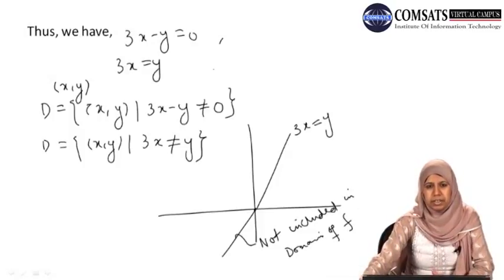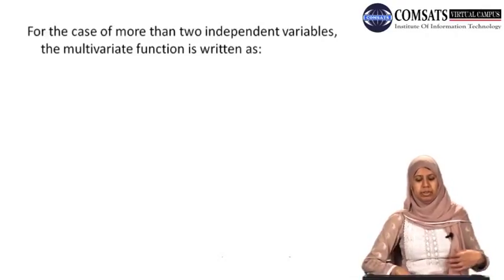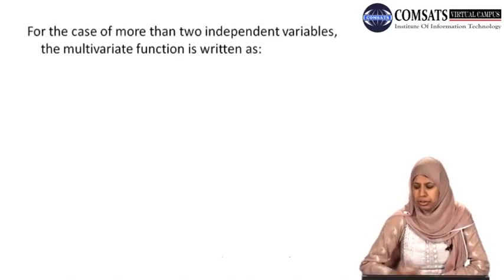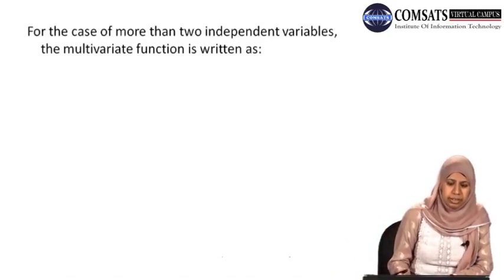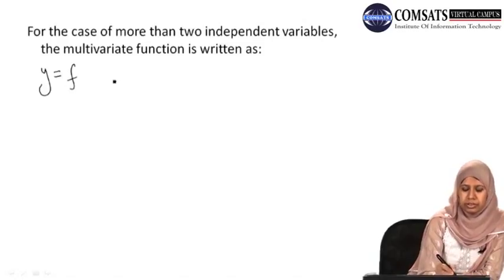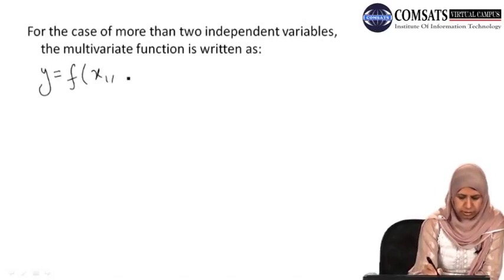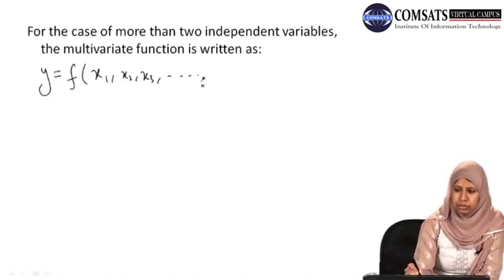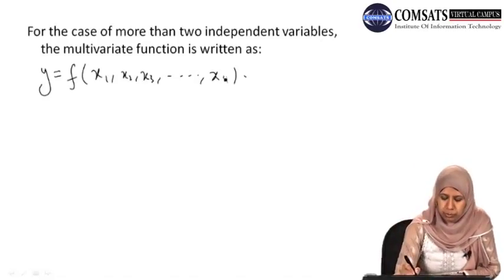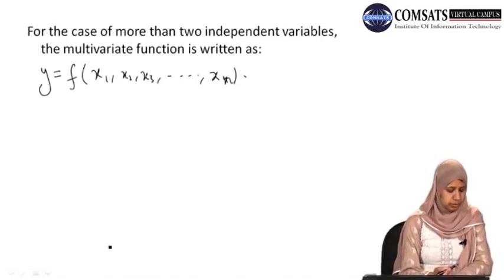Okay, first we have seen an example of bivariate functions. Now we go to the general concept. That is, if we have a function which has more than 2 independent variables, then the multivariate function is written as y, the output, equals f, which is the rule, of inputs x1, x2, x3 and so on up to xn. That is, it is a function of n inputs or n independent variables.